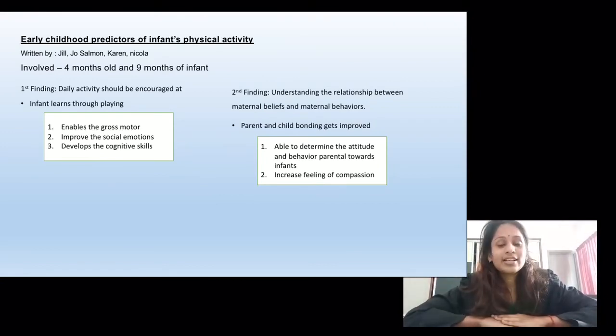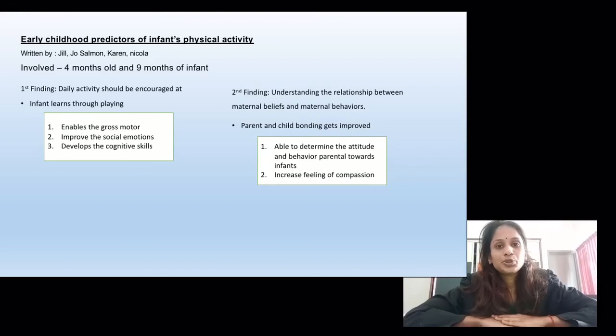The article on early childhood predictors of infant physical activity, which is written by Jill, Joe, Salman, Karen, and Nicola, observed a 4-month-old infant and also a 9-month-old infant, through maternal belief and behavior, the infant behavior, and also the home environment, but mostly they focus on the first two. So based on the findings, they encourage that daily activity should be practiced by infants.